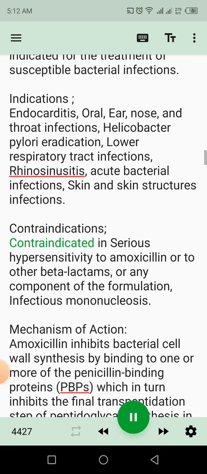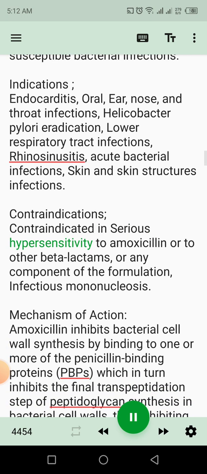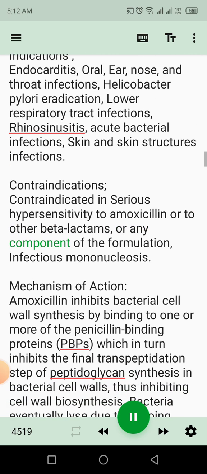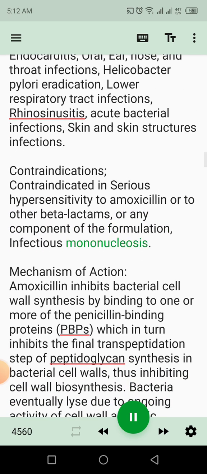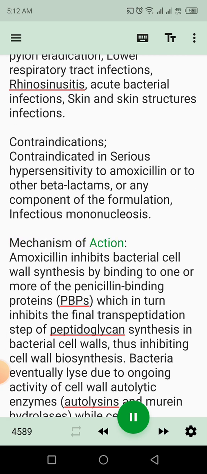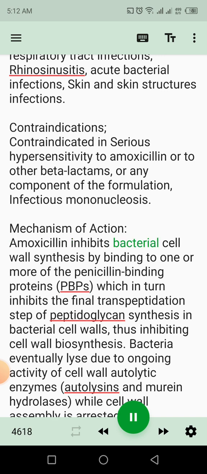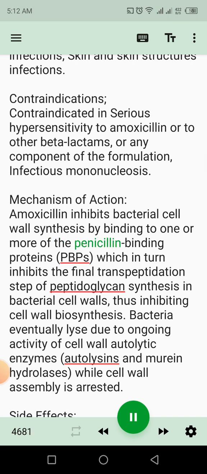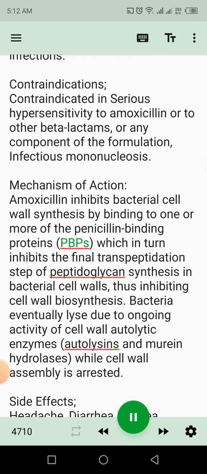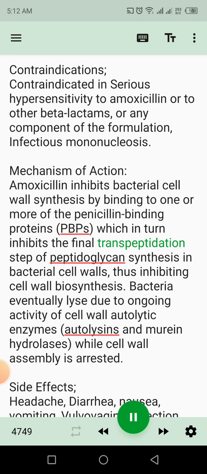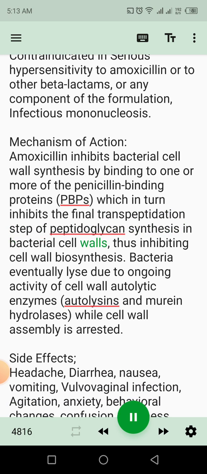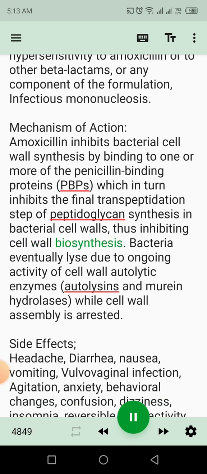Contraindications. Contraindicated in serious hypersensitivity to amoxicillin or to other beta-lactams, or any component of the formulation, infectious mononucleosis. Mechanism of action. Amoxicillin inhibits bacterial cell wall synthesis by binding to one or more of the penicillin-binding proteins, PBPs, which in turn inhibits the final transpeptidation step of peptidoglycan synthesis in bacterial cell walls, thus inhibiting cell wall biosynthesis.